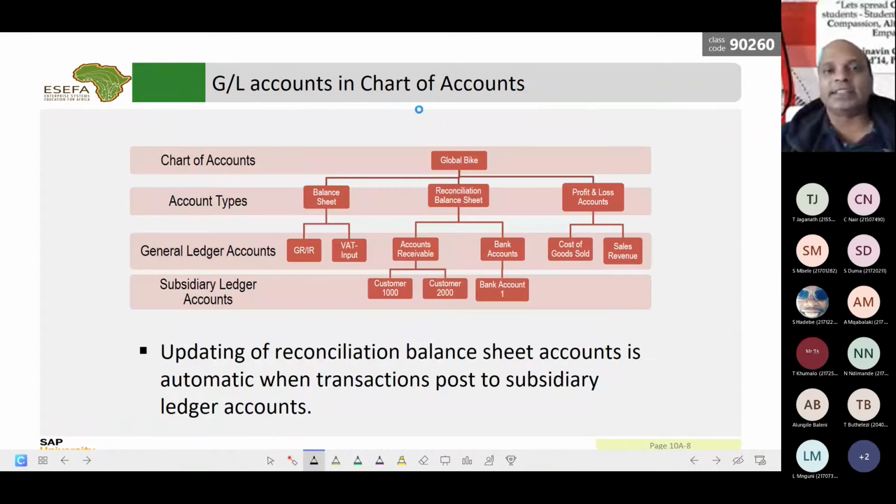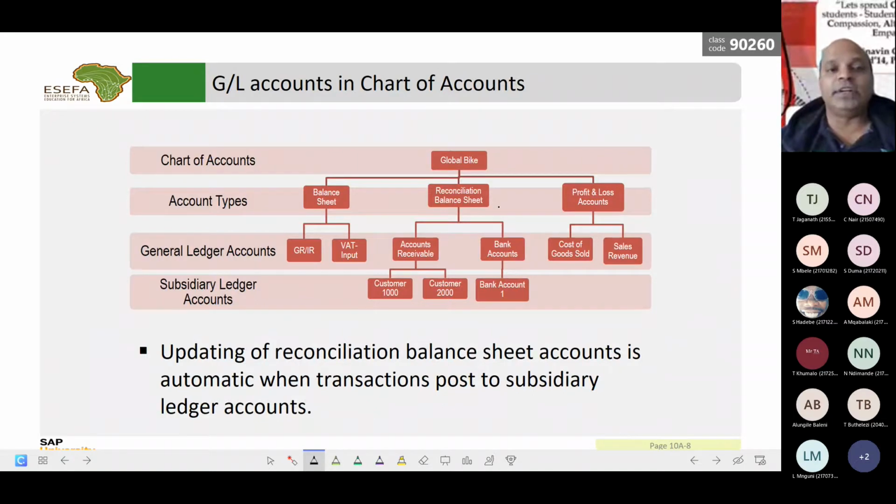What are some of the accounts? They call it Global Bike, but this was from the previous case study that they used, but you can think of it as ZAM bikes as well, all right? But any business should have the following. It should have a balance sheet as an account type, a reconciliation balance sheet, and profit and loss accounts.